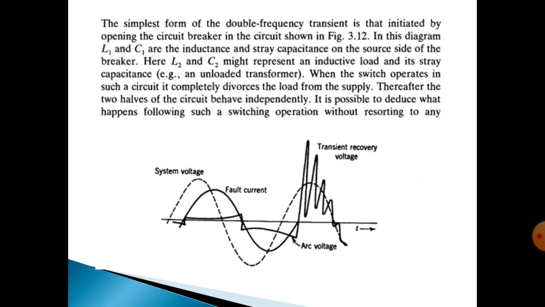Next, this is the waveform of double frequency transient, and the dotted line denotes the normal system. Before the fault, the waveform is a pure sine wave. If any fault occurs in that system, the waveform will oscillate. That means the transient recovery voltage will be created. The arc voltage is also created across that circuit breaker.